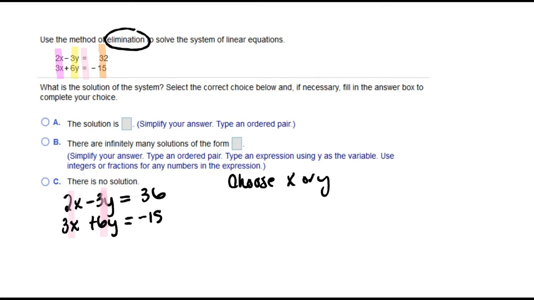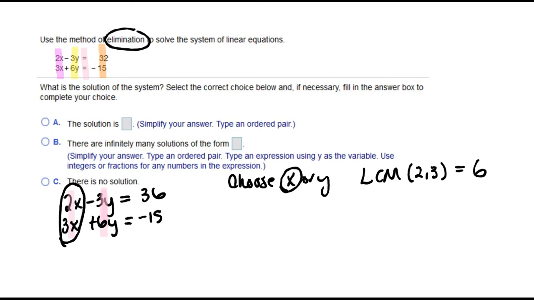So let's choose x. What I want to do is force it so that when I add those x's together, they're going to cancel each other out. So they need to be the same number with the opposite sign. So I'm going to find the least common multiple of the coefficients of x. That's going to be 6. 2 goes into 6 evenly, 3 goes into 6 evenly. That's our least common multiple.